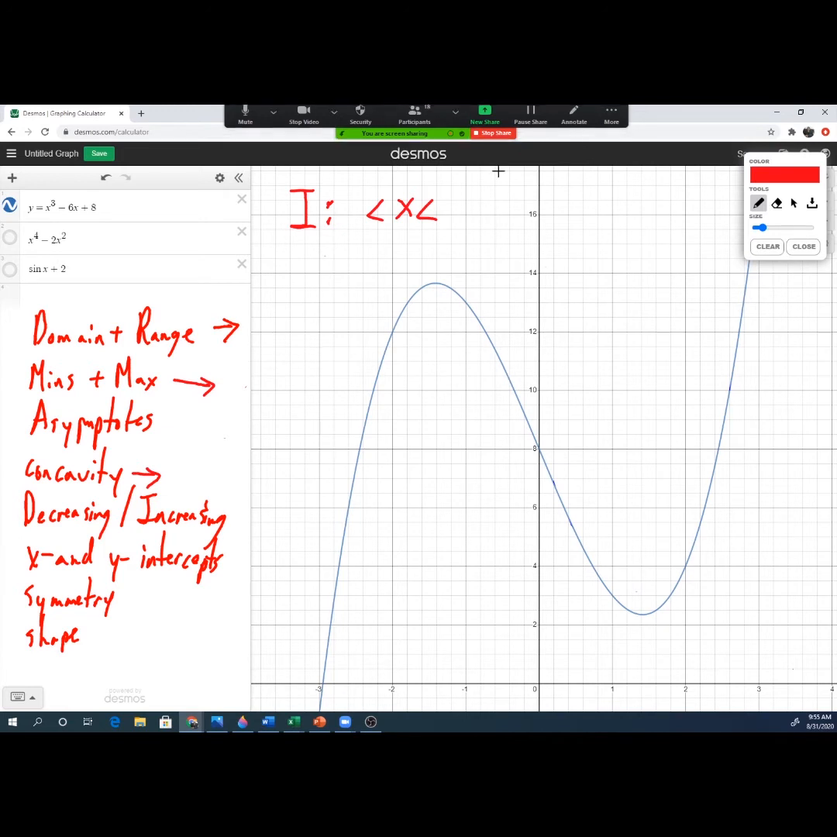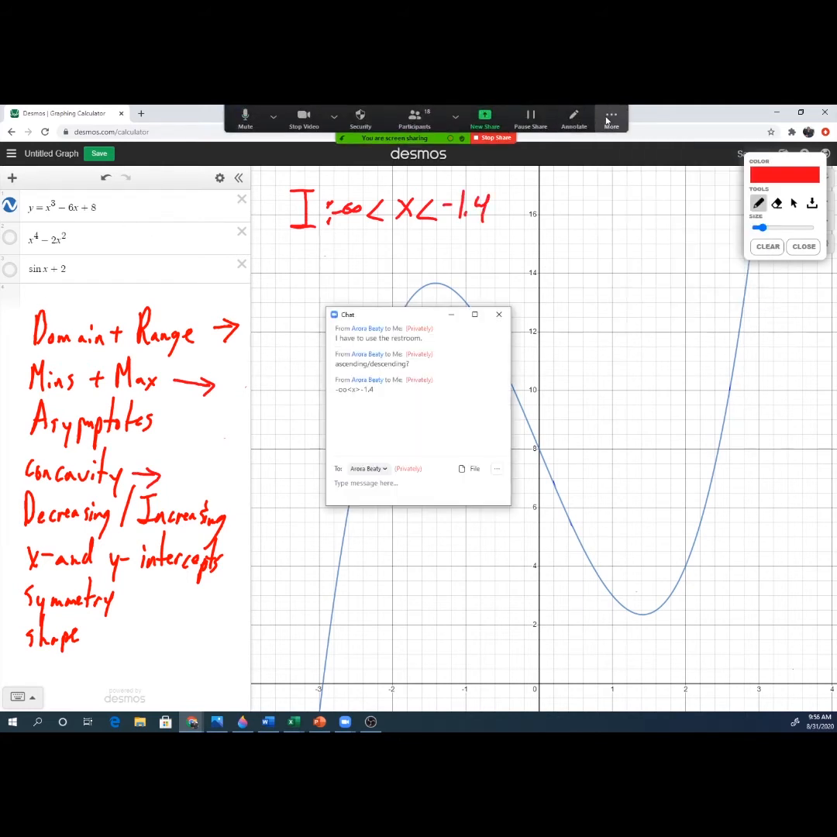Negative infinity to negative 1.4. Perfect. That's it. That's what I'm looking for.